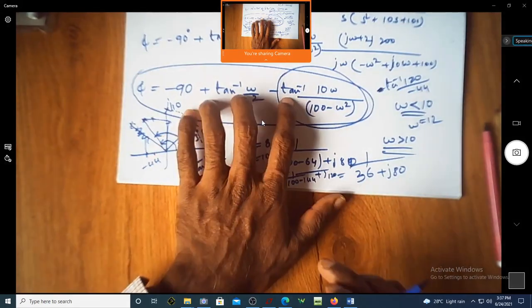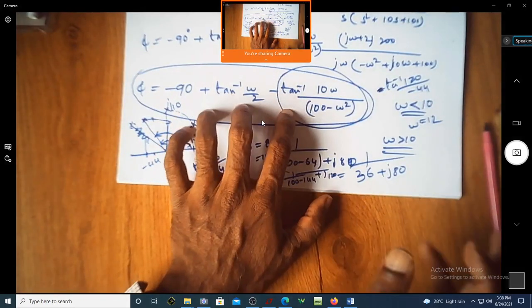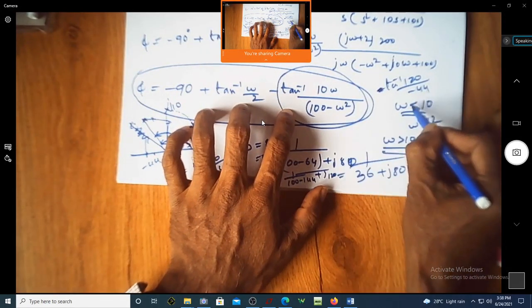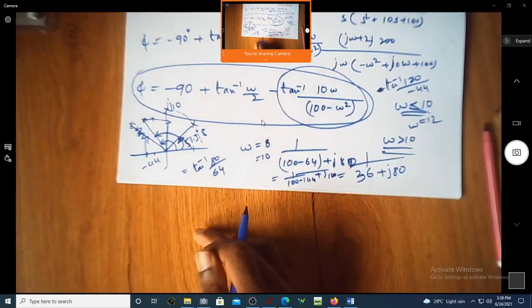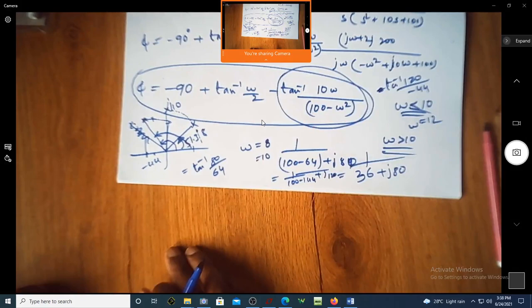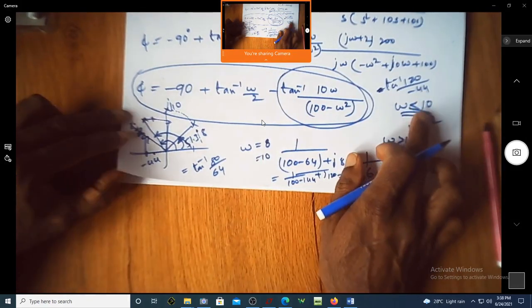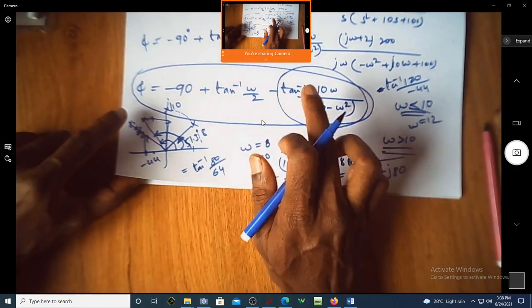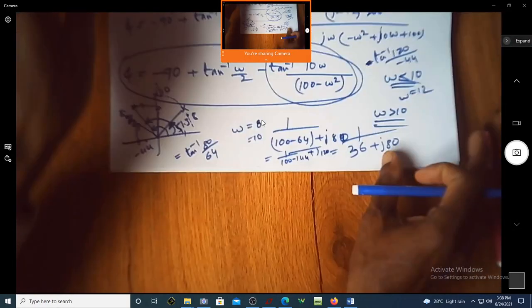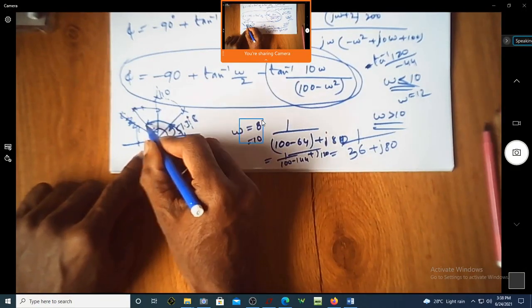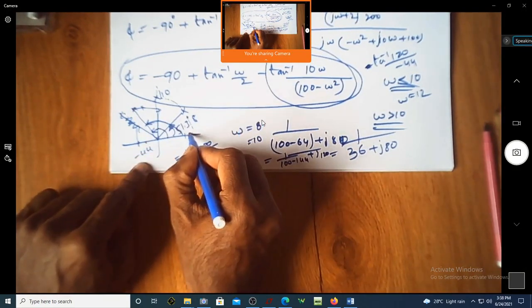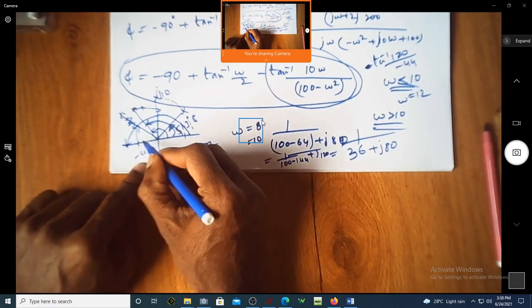So this equation is valid for all values of omega less than or equal to 10. If it is equal, this will become minus 90 degrees. It is still fine. So for values of omega greater than 10, I can't use the same equation. Let me modify it slightly. The angle to be found is from here to here. So instead of doing that, shall I do this minus this?